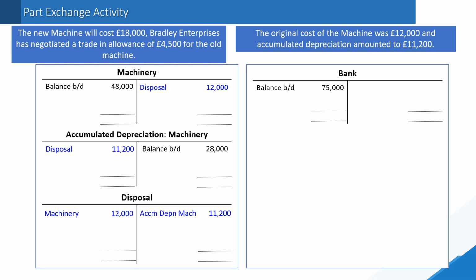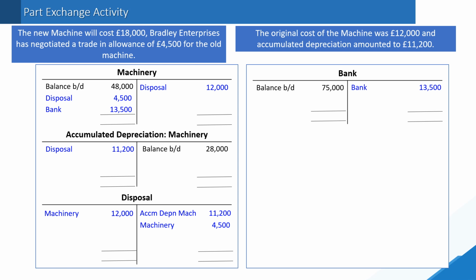Step 2 is to remove the accumulated depreciation. Debit the accumulated depreciation and credit disposal. Step 3, remember there is no exchange of funds here. That 4,500 I'm not physically getting, I'm just getting an allowance of the value of my new asset. So I'm going to debit the machinery account and credit disposal. And the 4th and final step is to pay the balance from the bank in this question, and therefore I'll do that by crediting the bank and debiting the asset account.